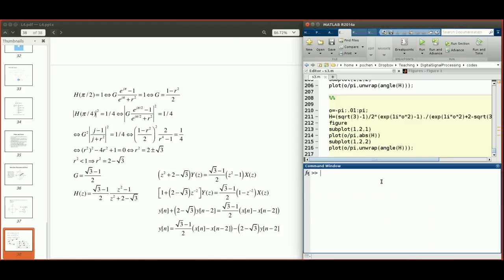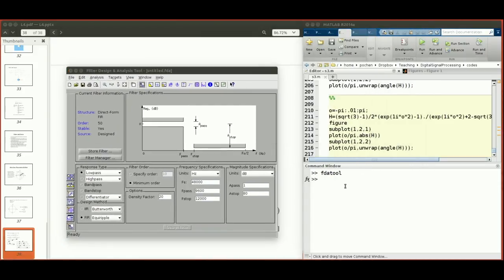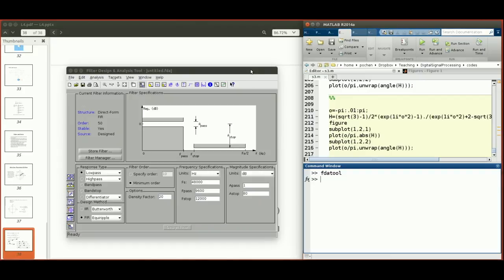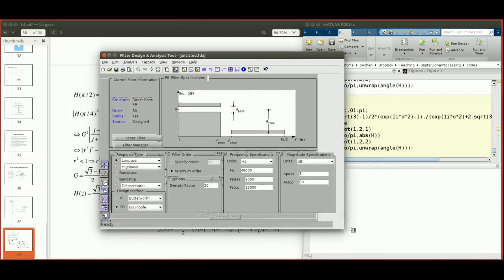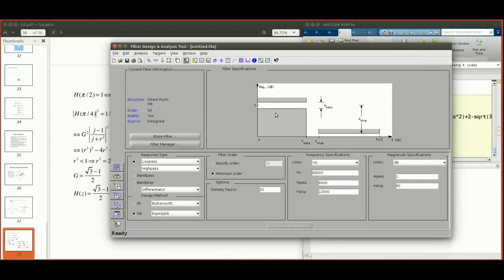Matlab also provides a collection of tools to design filters, and all those tools are collected in an application called FDA tool. If you type FDA tool in the command window, it gives you a graphic user interface for designing filters using different kinds of methods. The buttons on this side are the methods that you can use.